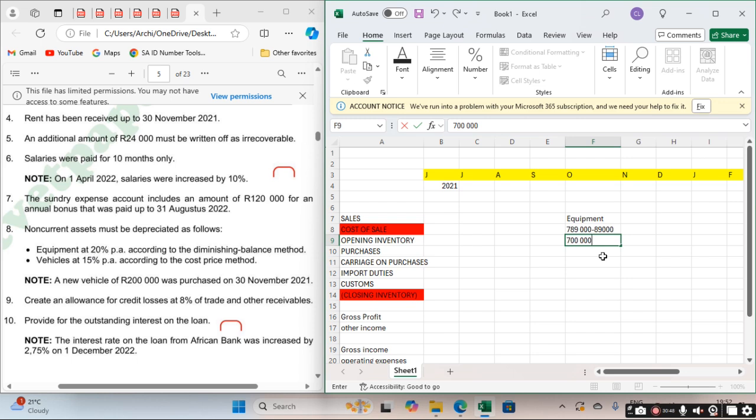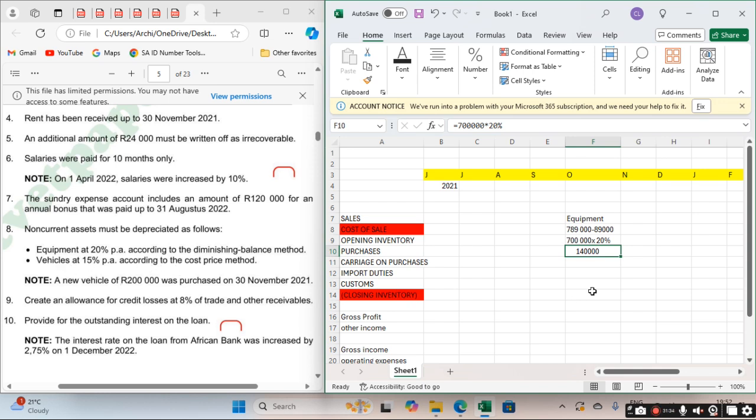So we multiply 700,000 by 20%, and we're going to get 140,000. So this 140,000 is our depreciation for equipment. Under operating expenses, we're going to have a line for depreciation, open brackets 140, and then we're going to add it with the depreciation we're going to get for the vehicle.